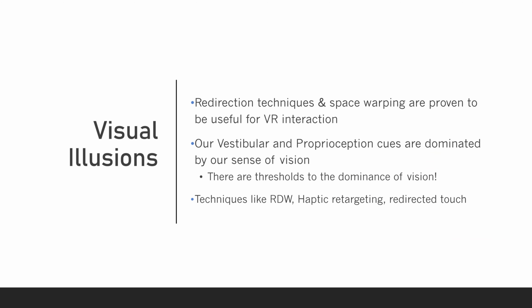More recently, several HCI researchers came up with a somewhat new class of techniques for VR interaction based on visual illusions. The techniques work based on the fact that vision dominates proprioception and vestibular cues in the brain. The most well-known technique used in this sort of approach is perhaps redirected walking.